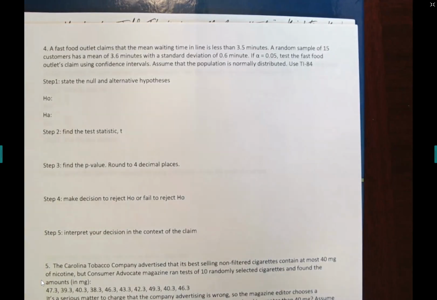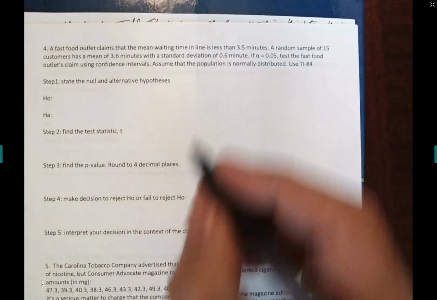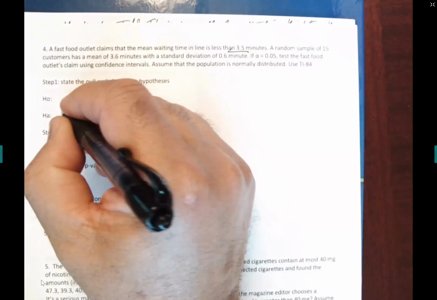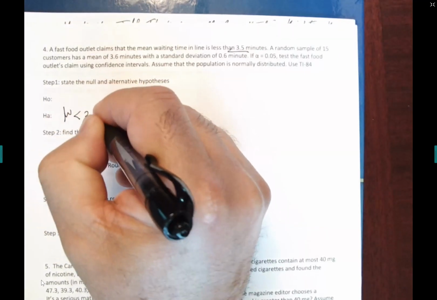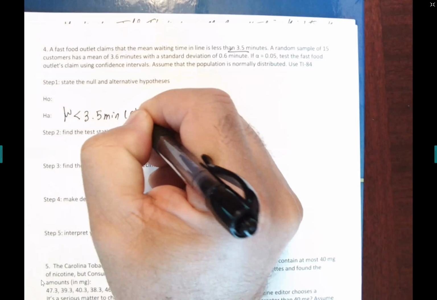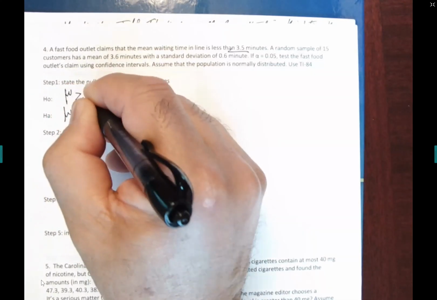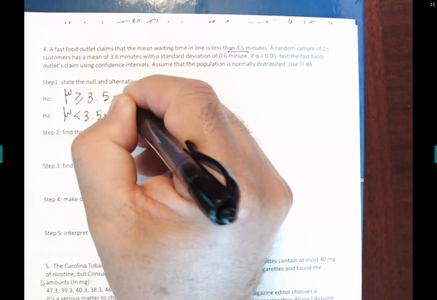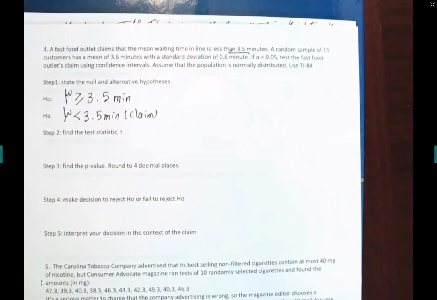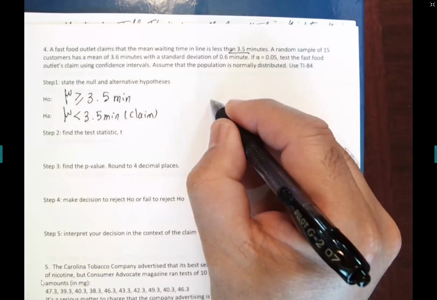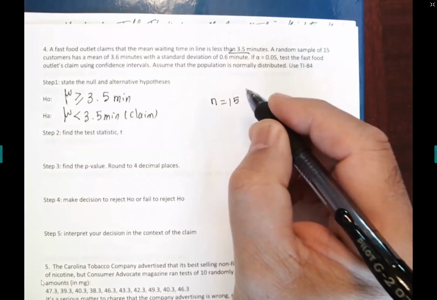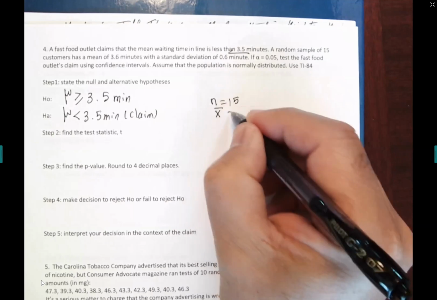So the mean wait time is less than 3.5 minutes. So that's the mean, guys, less than 3.5 minutes. That's the claim. That's a good claim. They're telling you if you come to us, you're not going to wait a lot. You're going to wait less than 3.5 minutes. Well, let's see how accurate this claim is. So we have a random sample of n equals 15. The mean x bar is 3.6 minutes.